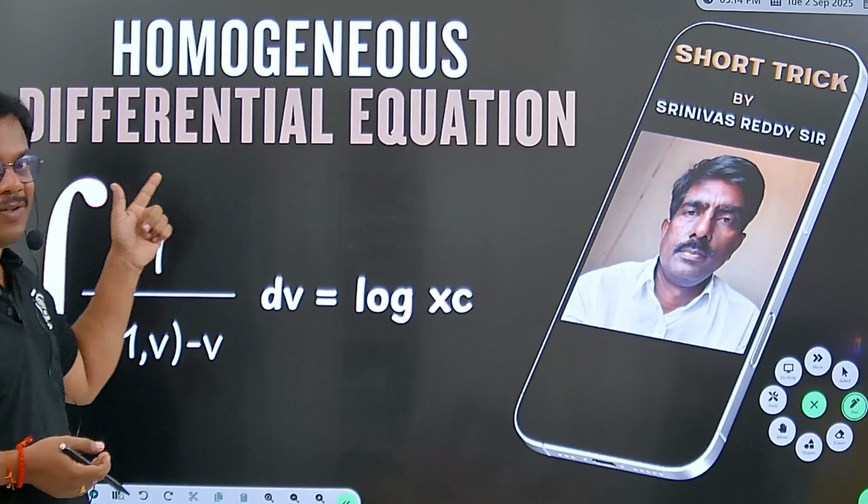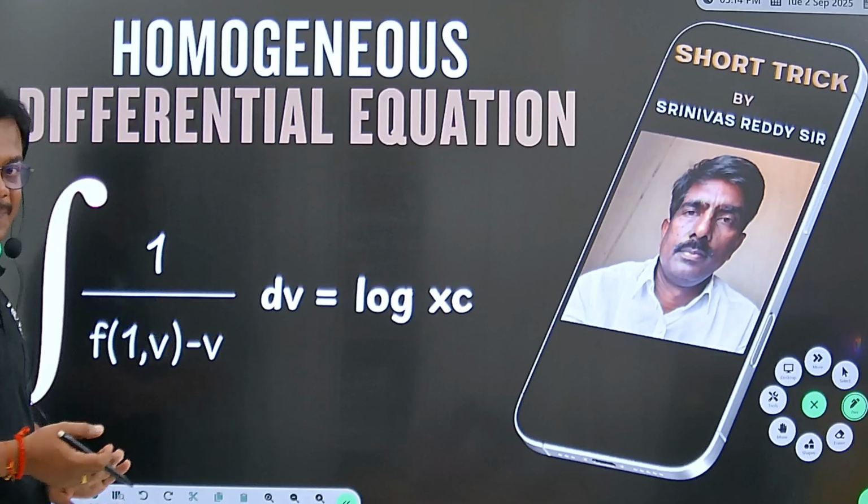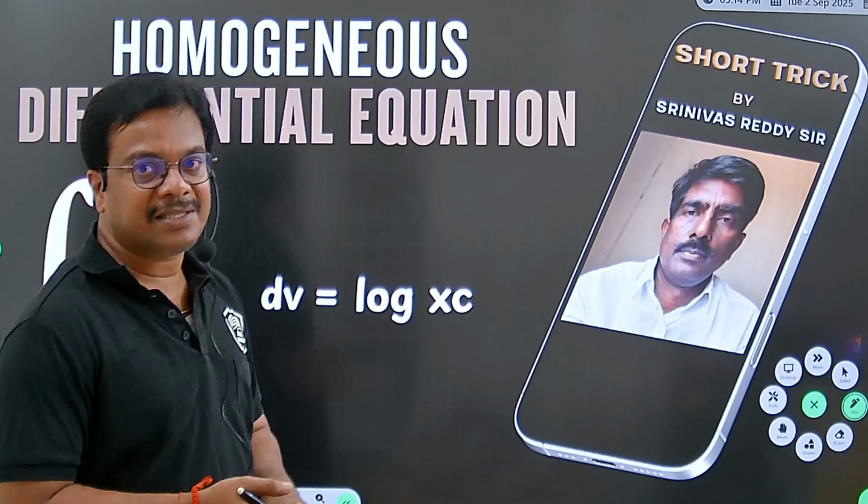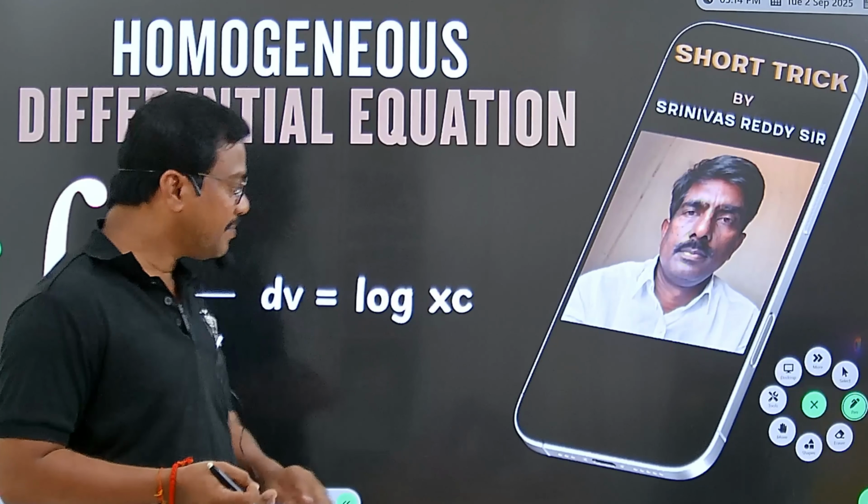The technique to solve homogeneous differential equations you have here. Let us discuss the ordinary method as well as my master's method.